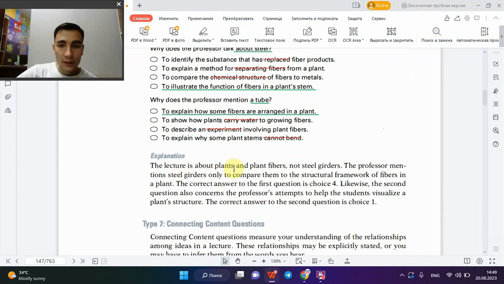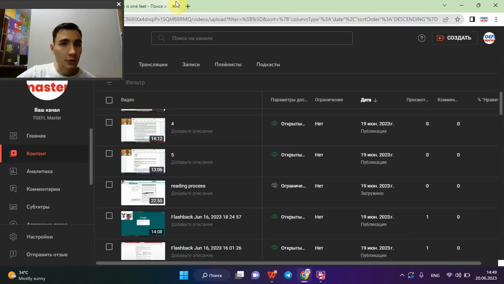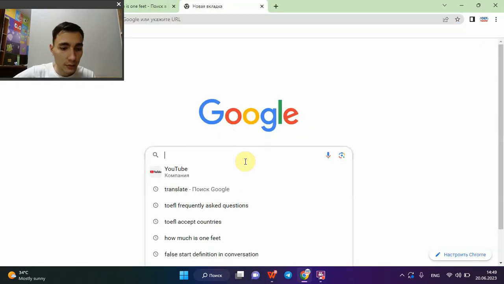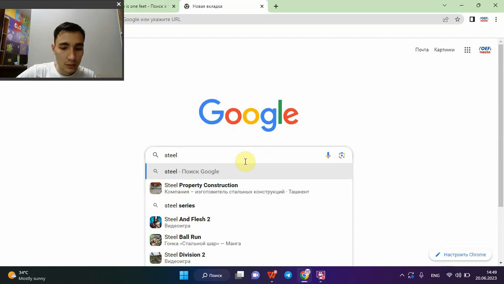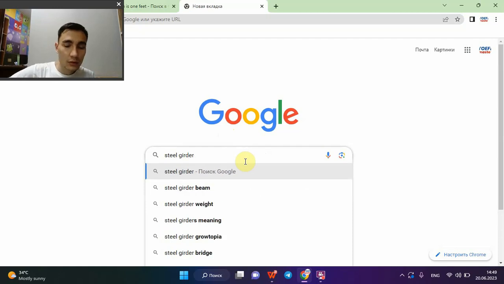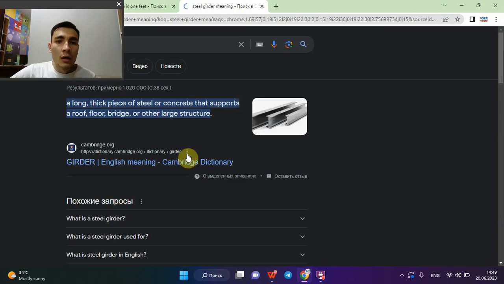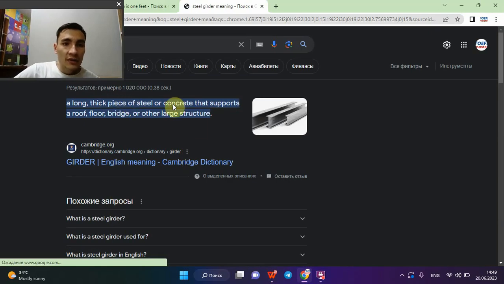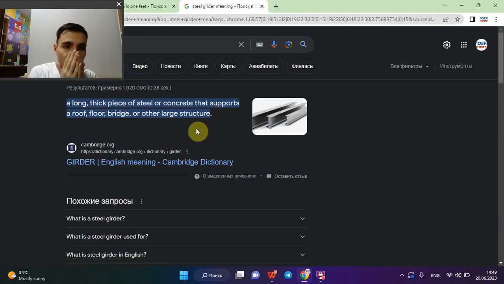The lecture is about plants and plant fibers, not steel girders. What is steel girder? Let's just see steel girder. They make a long, thick piece of steel concrete that supports the roof, floor, bridge, and other large structures.